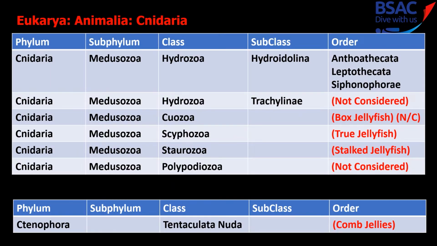Eukarya, Animalia, Nodaria. In the Medusozoa, we are interested in 3 areas: the Hydroidolina, Scyphozoa, and Staurozoa. I have also added on the bottom Ctenophora, or comb jellyfish, which are not jellyfish despite the name.